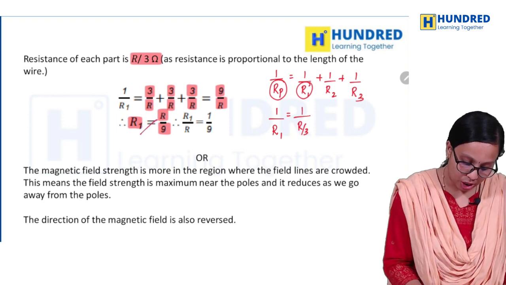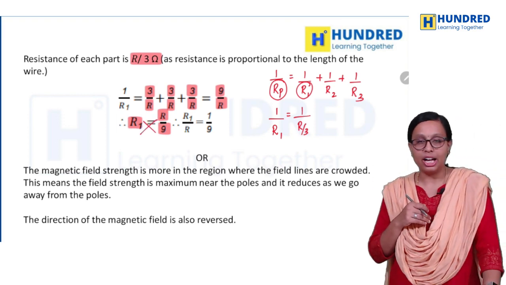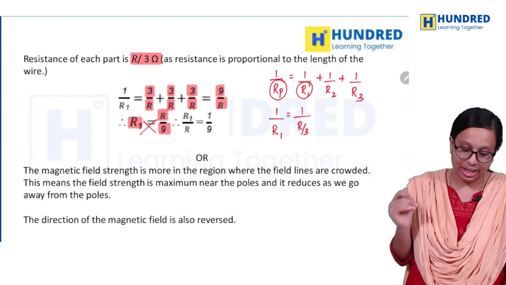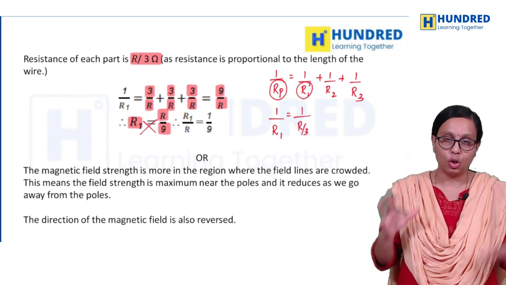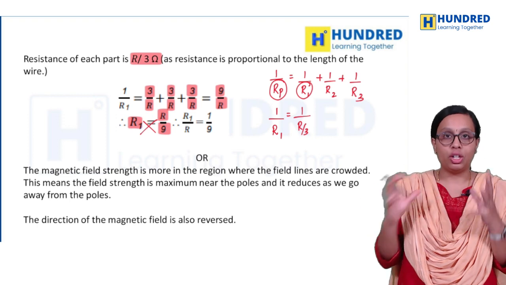So you can just cross multiply this. So you'll have R in the below. So R1 by R is 1:9. So this is the ratio. So it's a simple question. It's based on the resistance concept.